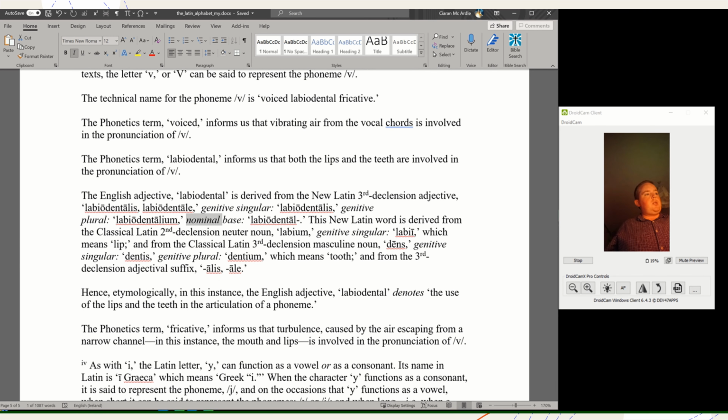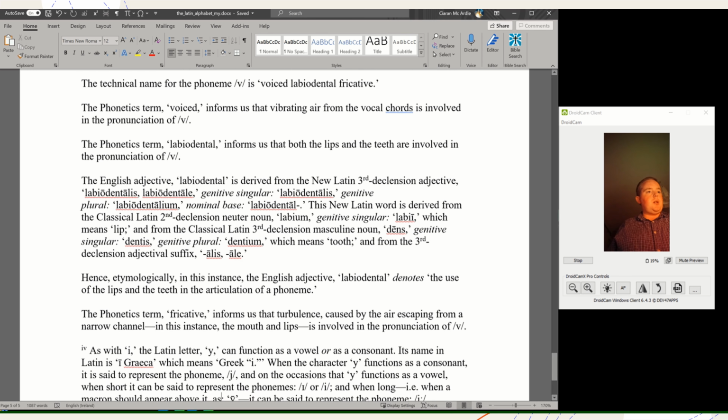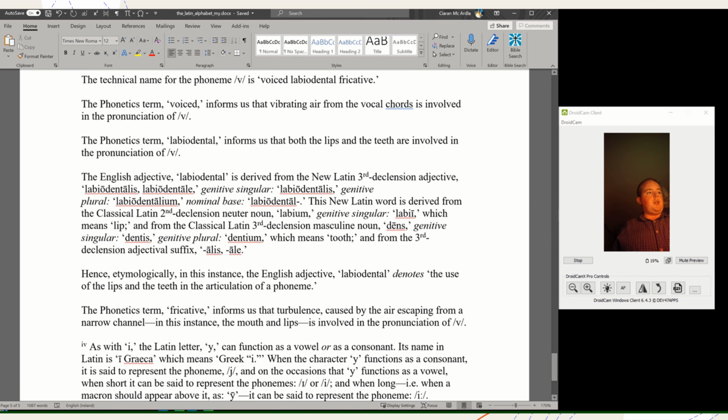Hence, etymologically in this instance, the English adjective labiodental denotes the use of the lips and the teeth in the articulation of a phoneme. The phonetics term fricative informs us that turbulence caused by the air escaping from a narrow channel, in this instance the mouth and lips, is involved in the pronunciation of V.